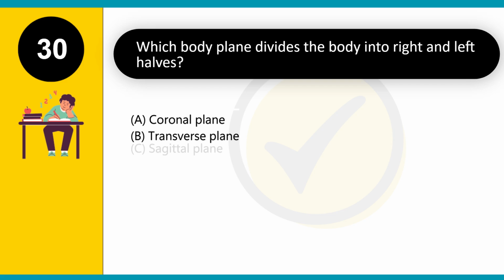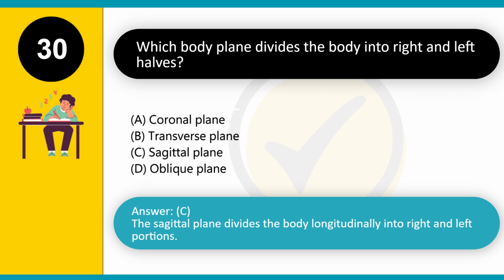Which body plane divides the body into right and left halves? A. Coronal plane. B. Transverse plane. C. Sagittal plane. D. Oblique plane. Answer, C. The sagittal plane divides the body longitudinally into right and left portions.